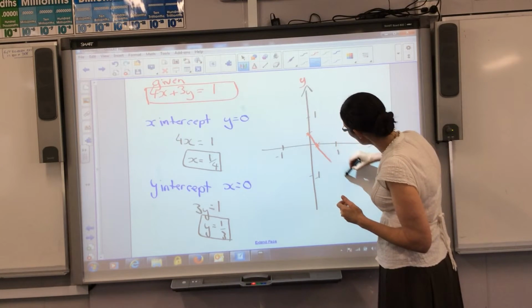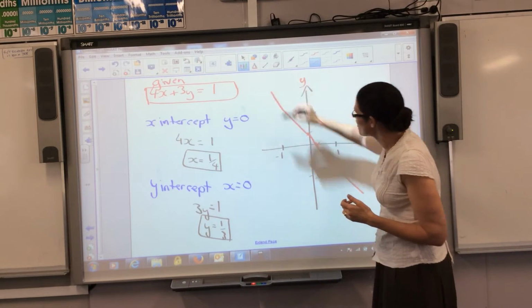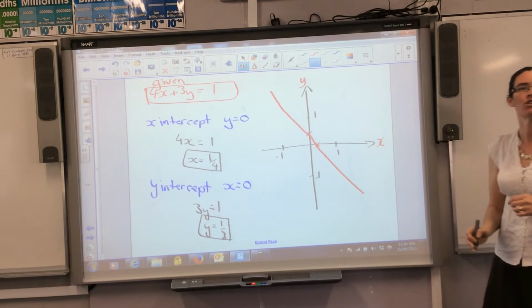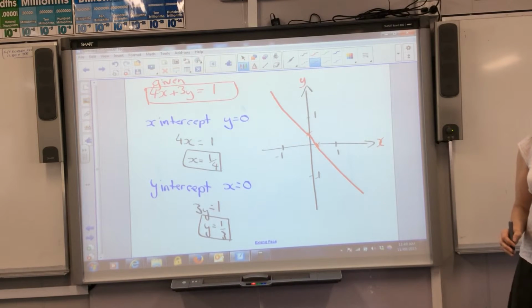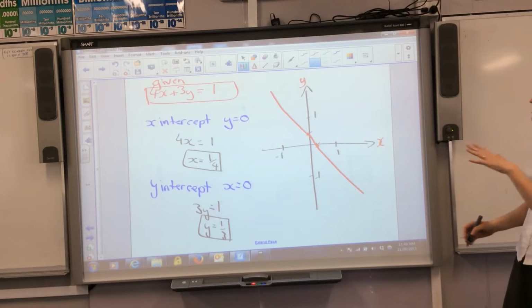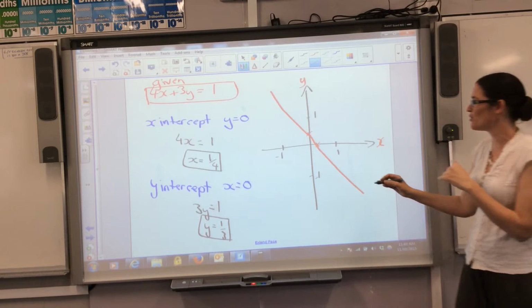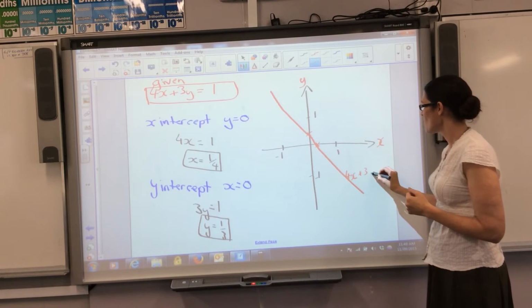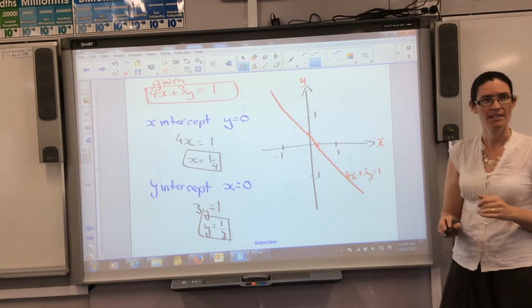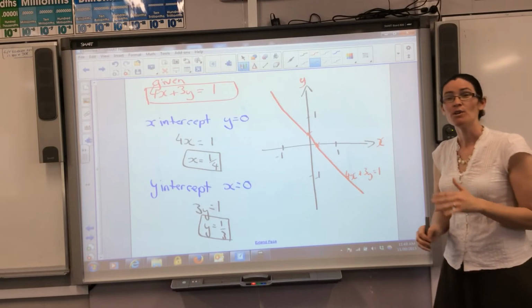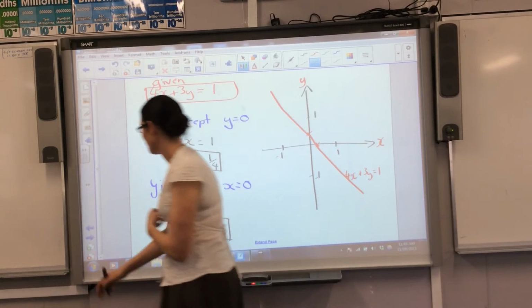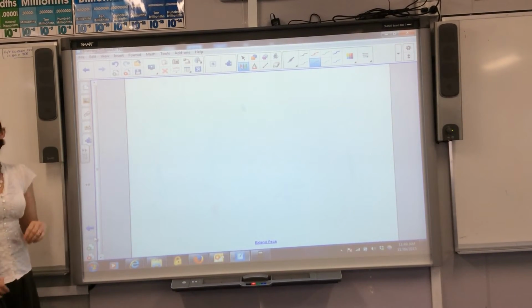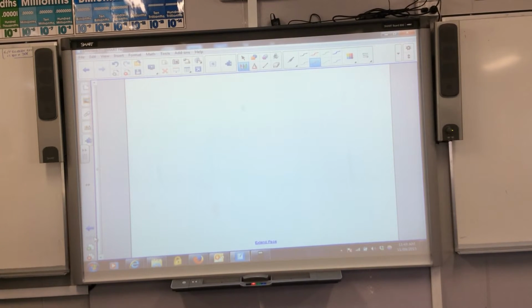This is my line, though of course you would have a much better line drawn with a ruler. So this line would look much nicer because you'd use a ruler. And this is the equation 4x plus 3y equals 1. We do one more example. Alright, one more example.